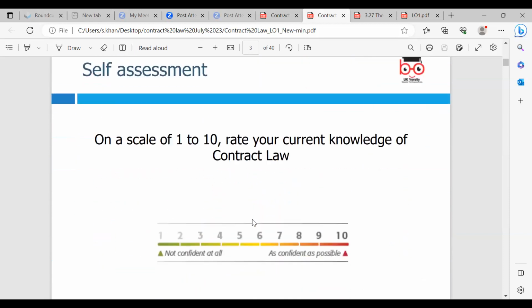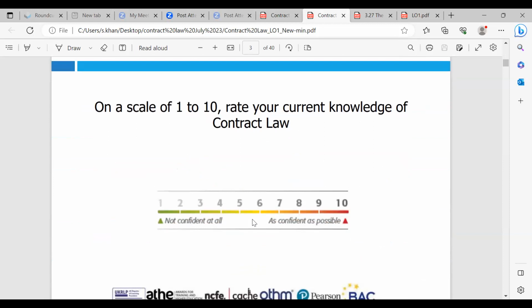So just a self-assessment on a scale of 1 to 10, rate your current knowledge of contract law. So if you know you're confident about what contract law is, or you don't have any confidence of what contract law is and you need to know more about it.